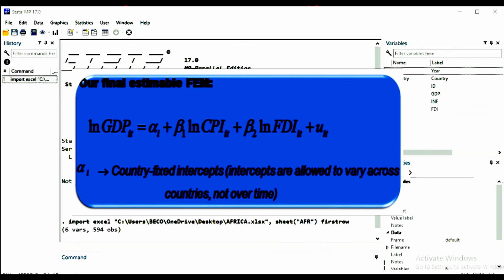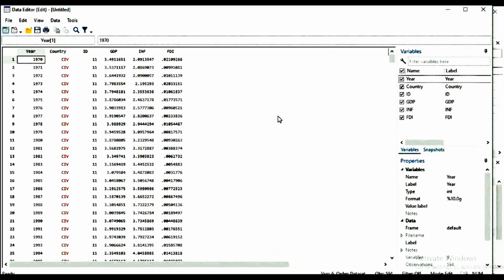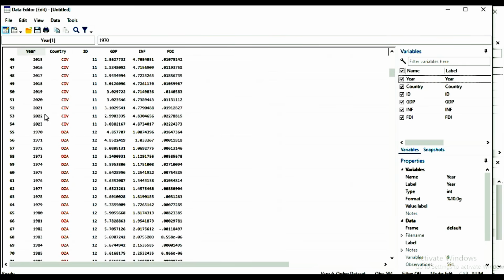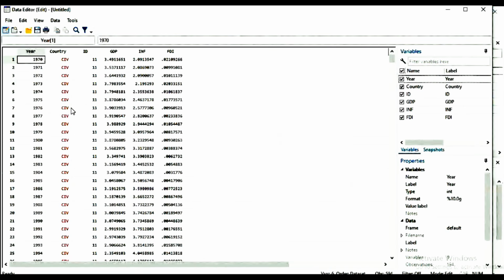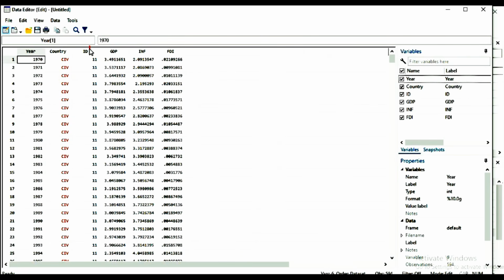Now, let's proceed to the estimation of the panel data set using the fixed effect estimation approach. We have observed 11 African countries, each from 1970 to 2023. Therefore, the total number of observations in our data set is 11 times 54. That's about 594. These three-letter codes indicate the names of the countries in short, and ID is any arbitrary number just assigned for the country because Stata cannot read those string variables.